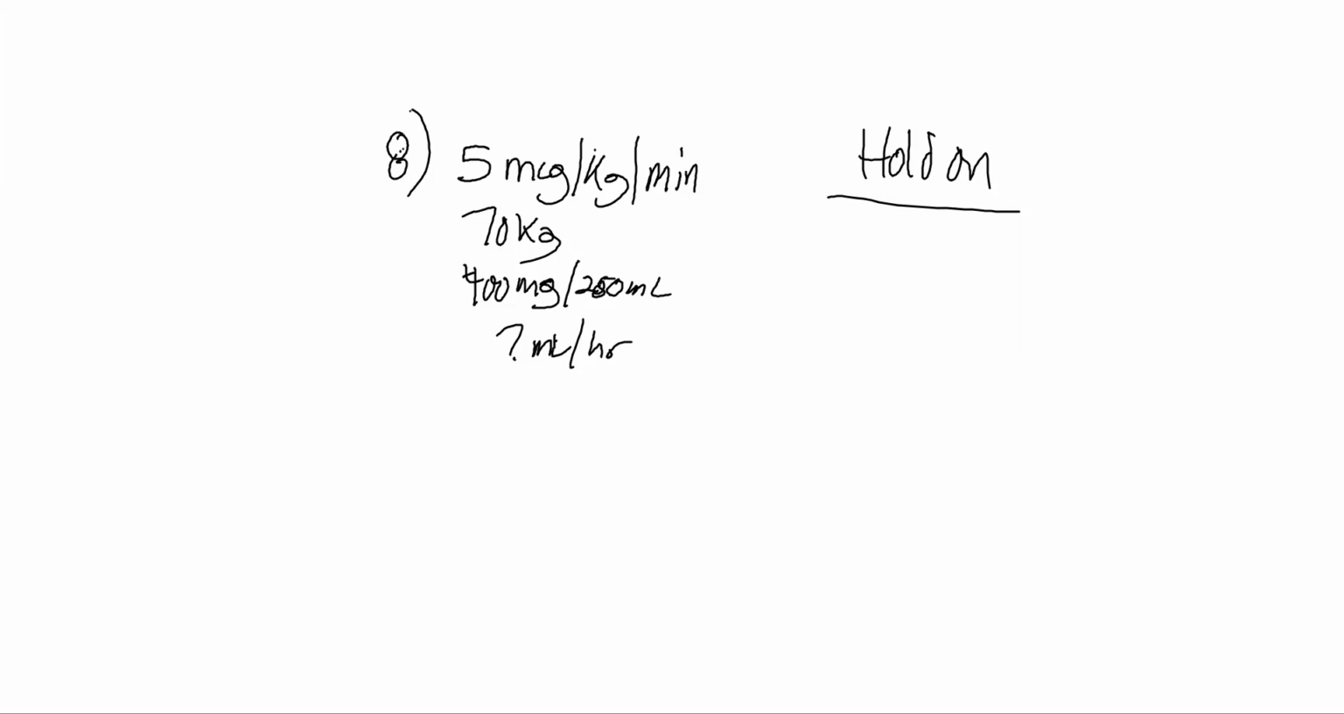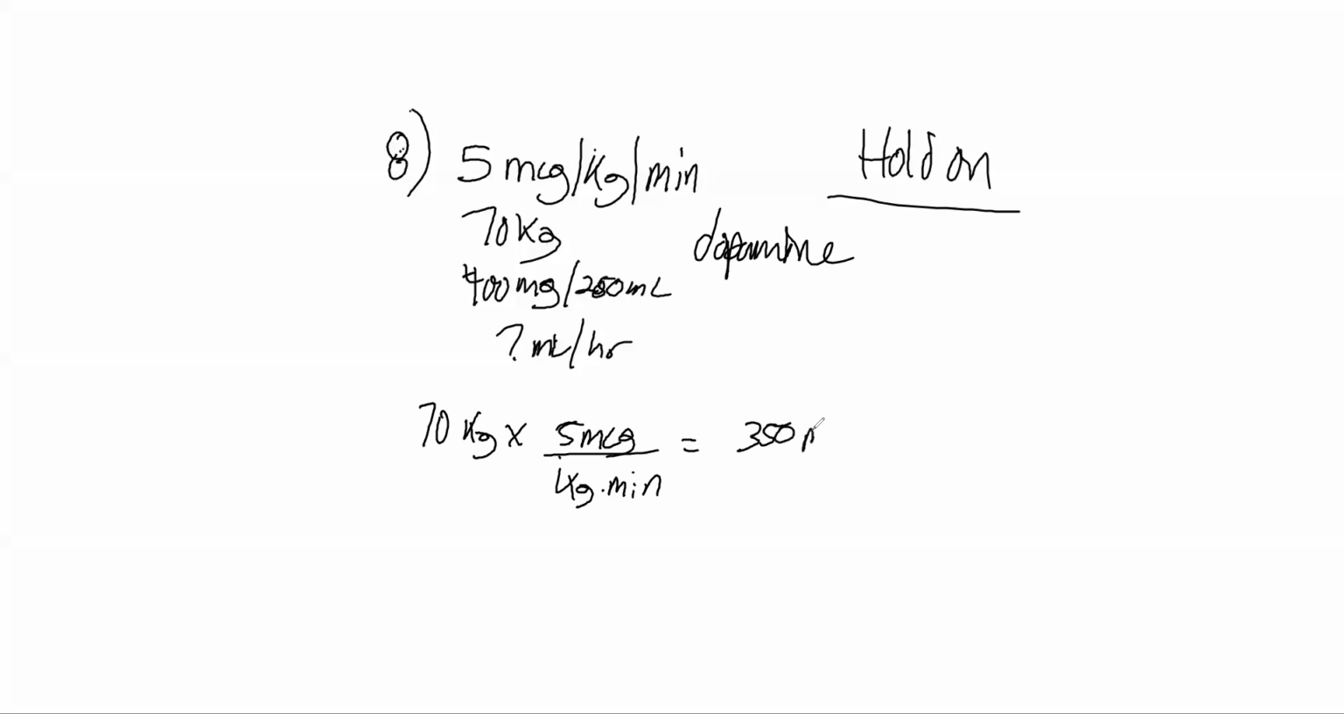So 5 micrograms per kilogram per minute, 70 kilogram patient, 400 milligrams per 250 mL for the dopamine question 8. The way you would solve this is you start off with the patient's weight, 70 kilograms, and multiply it by the 5 micrograms per kilogram per minute, and you'll get 350 micrograms per minute.